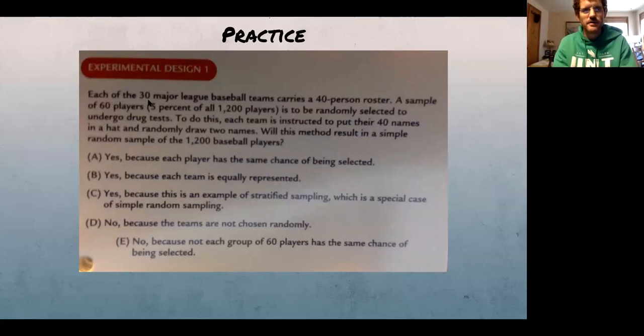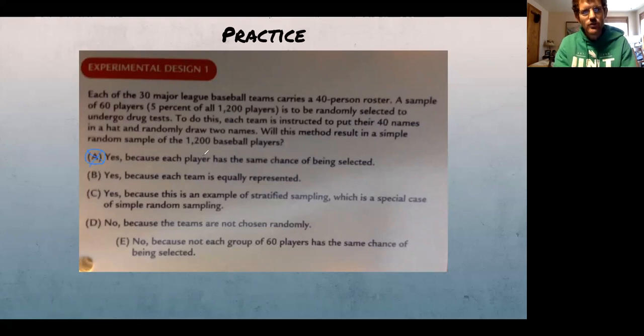We've got 30 baseball teams with a 40-person roster. A sample of 60 players is to be randomly selected to undergo drug tests. Each team is going to draw 2 names randomly. Will this be a simple random sample? The most common answer given is A. And of course, it's not right. I should cross that out. It's not a simple random sample.